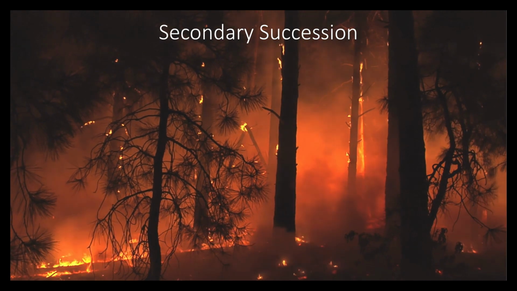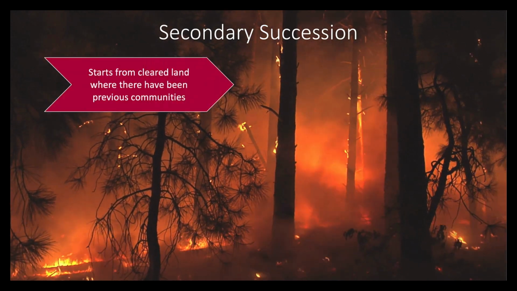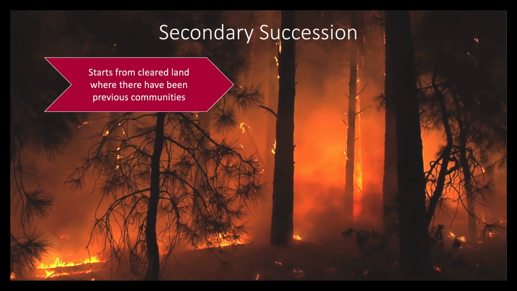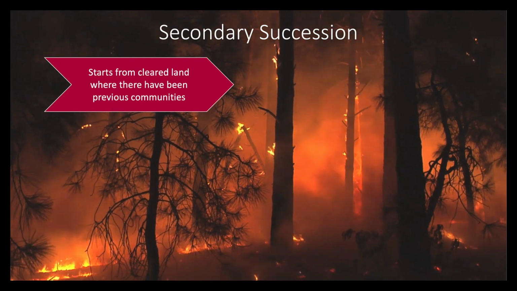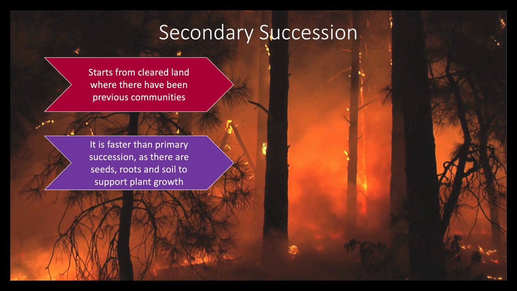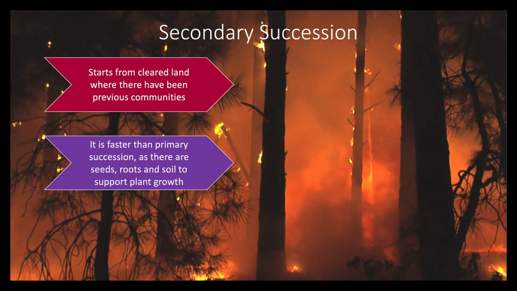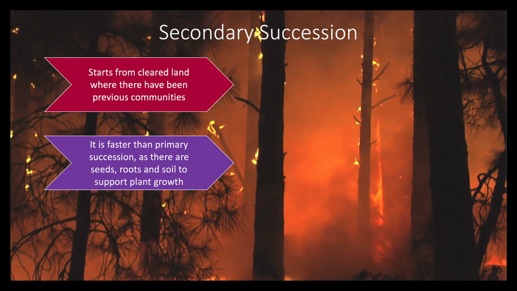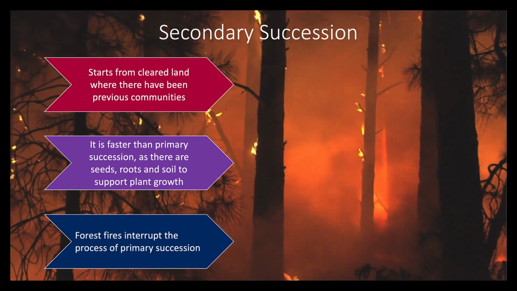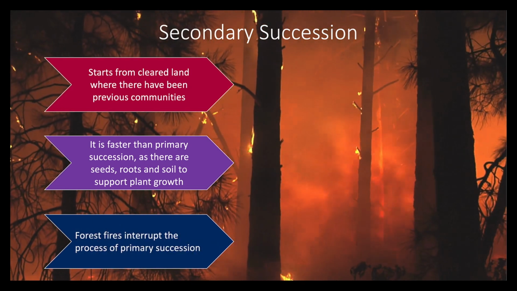Now let's look at secondary succession. This starts from cleared land where there have been previous communities. It is faster than primary succession as there are seeds, roots, and soil to support plant growth. Forest fires interrupt the process of primary succession.